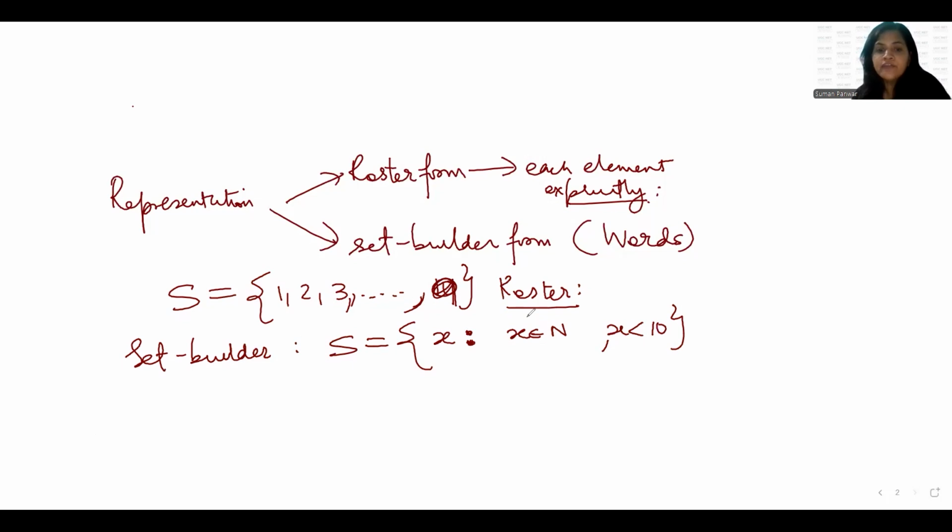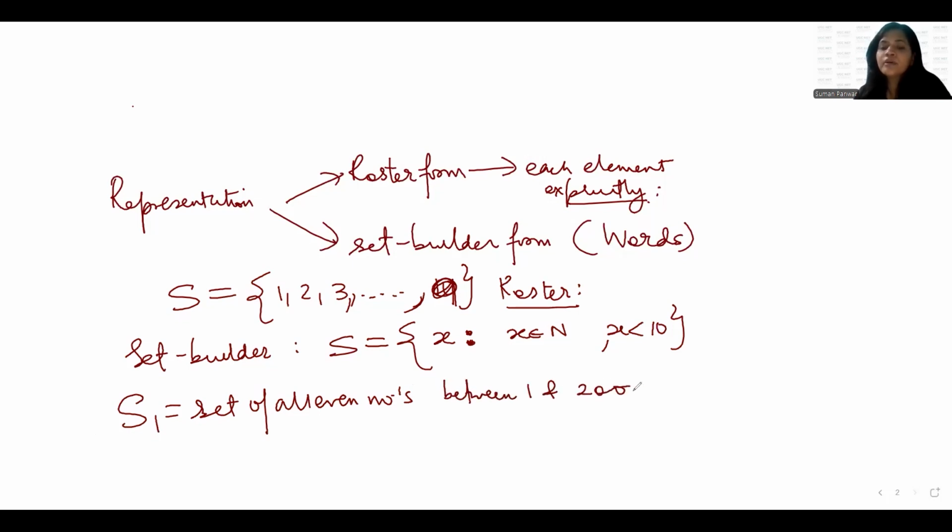Now, how is the set builder form useful? You can say, I don't want set builder form, I just want to write this. But suppose a set contains 1,000 elements. So for example, they say S1 is the set of all even numbers between 1 and 200. Okay. So you will not keep on writing all the even numbers 2, 4, 6, 8 and so on. That will be very inconvenient for you. So what is the set builder form?